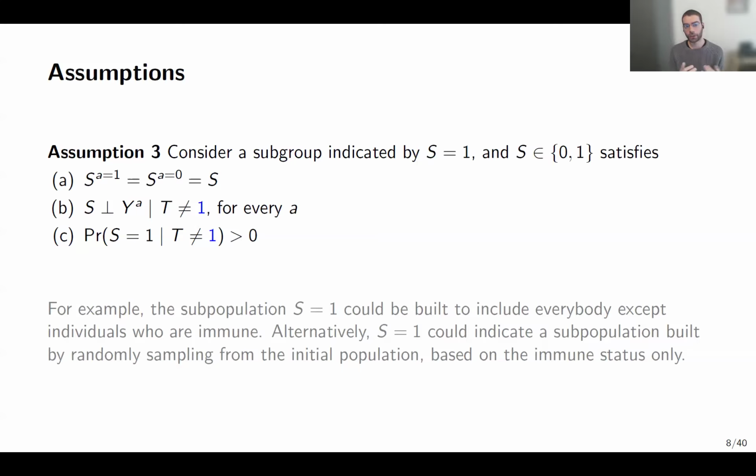Alternatively, you can imagine S equal 1 as a subpopulation that is built by taking the overall population and sampling immune individuals with a probability and the non-immune individuals with another probability. There are multiple ways to think about S. I think this is a very practical one. So you can imagine S equal 1 to be a population that is built only selecting individuals based on their immune status, if they're immune or not.